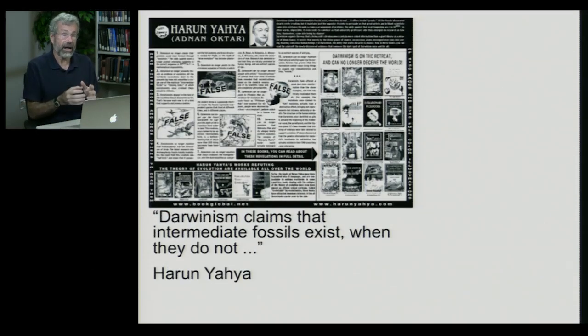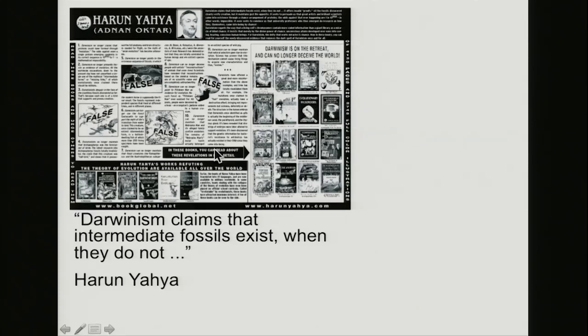Now, in fact, a lot of modern critics of Darwinian evolution have seized on precisely this concern raised by Darwin himself. And a lot of these critics come from fundamentalist religious groups. Here's one from the Muslim world, Harun Yahya, who has written a lot of books saying all kinds of extraordinary things like Darwinism is on the retreat and can no longer deceive the world. He says that Darwinism claims that intermediate fossils exist when they do not. He flatly denies that there are any intermediate fossils.